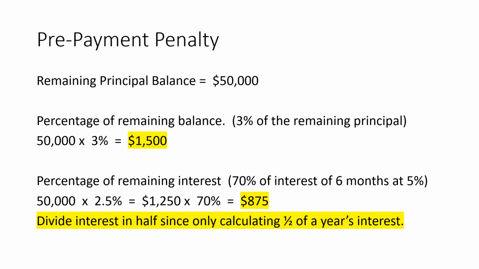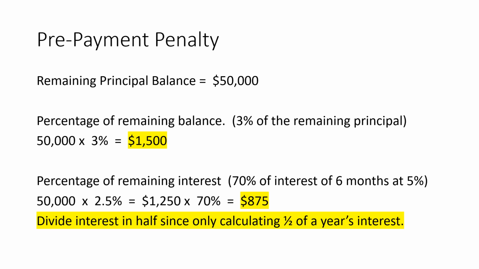Prepayment penalty. Remaining principal balance is $50,000. Now, they want to pay it off early, and so they're going to have to pay this prepayment penalty. The first way could be a percentage of the remaining balance. For instance, this one's 3% of the remaining principal. So you just take $50,000, which is the remaining principal, times 3%. They'll have to pay a $1,500 prepayment penalty.